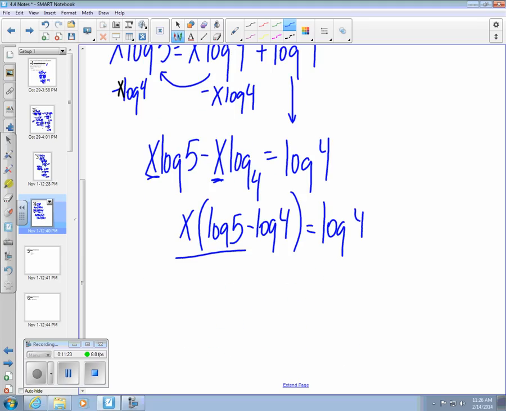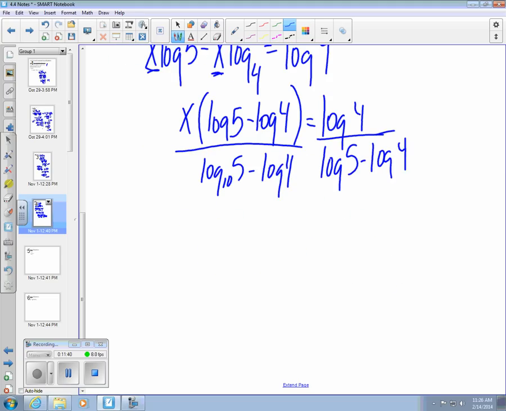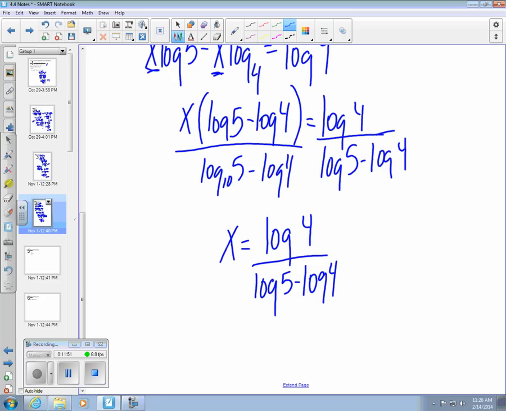All right, from here, we'll divide off the log base 10 of 4 over here by log base 10 of 5 minus log base 10 of 4. And so what you're left with is x equaling log of 4 all over log of 5 minus log of 4. And if you plug this into your calculator, you're going to get around 6.2136.